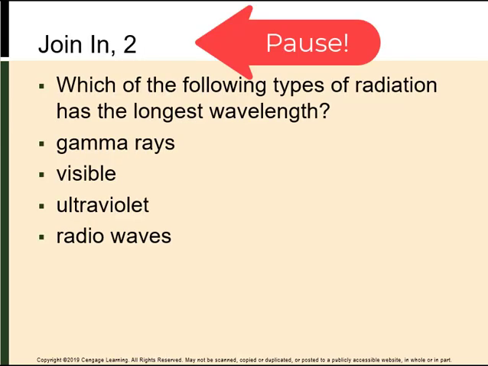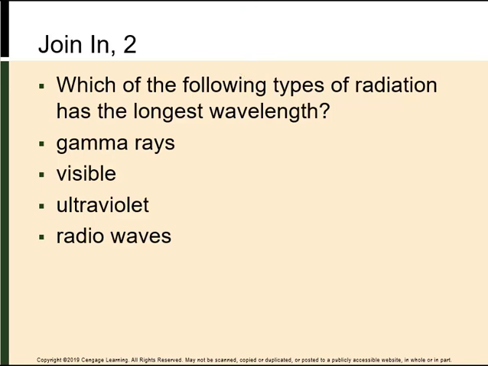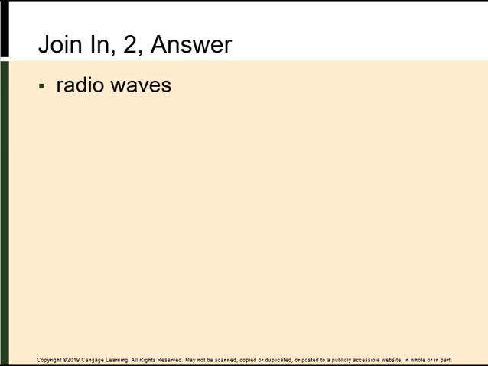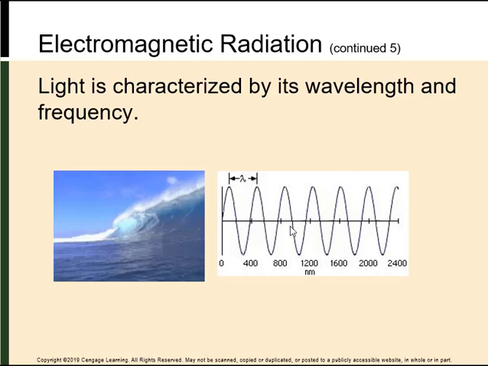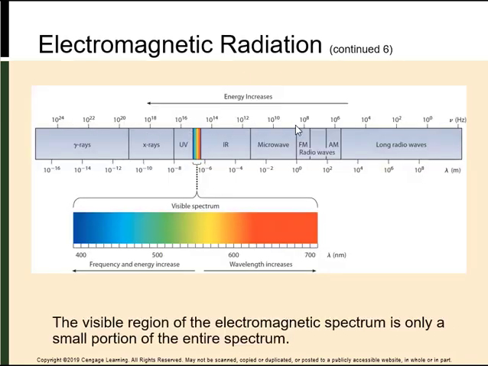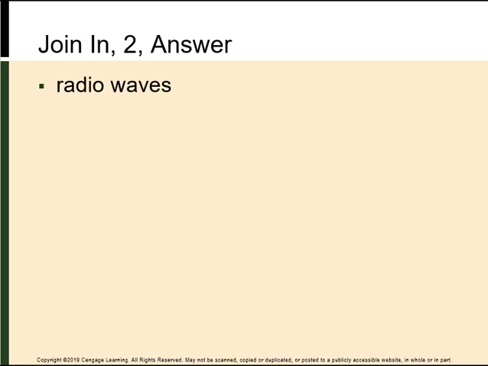What about this one? Which of the following types of radiation has the longest wavelength? If you look at the chart, you should see it's radio waves. As we go left, the frequency increases, so our wavelengths get shorter and closer together. As frequency increases, there are more waves per second, so the wavelength is getting smushed closer and closer together. As we go to the right, we have longer wavelengths. So wavelength increases, frequency decreases. What about this one?